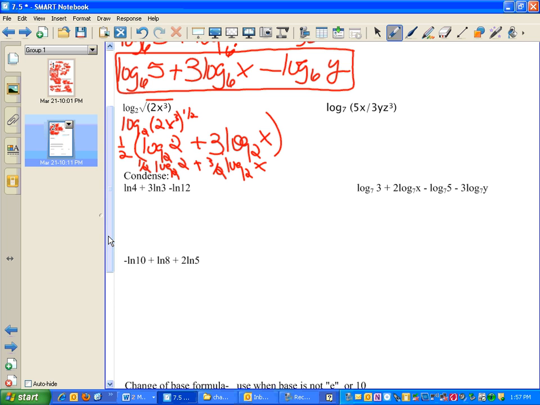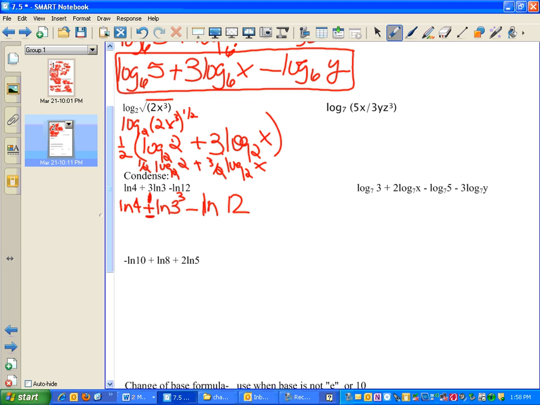Let's go the other way. Where is this 3 really going to go? This 3 represents an exponent. ln 4 plus ln 3 cubed, minus ln 12.